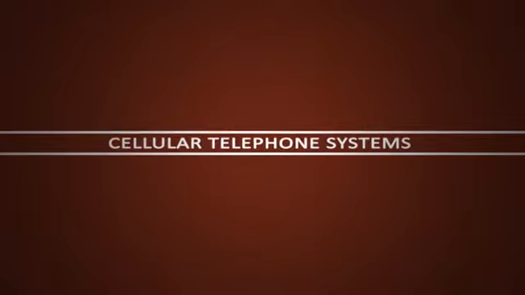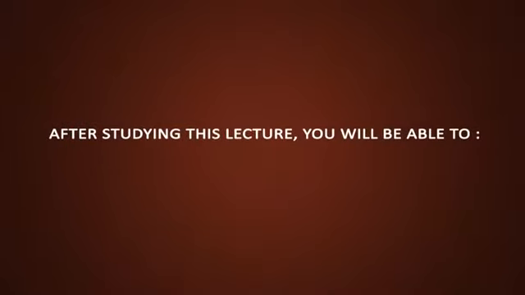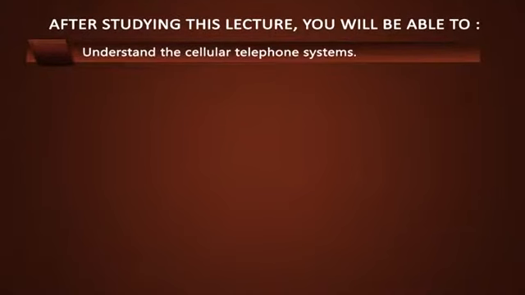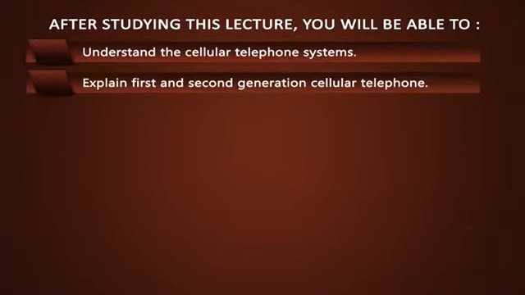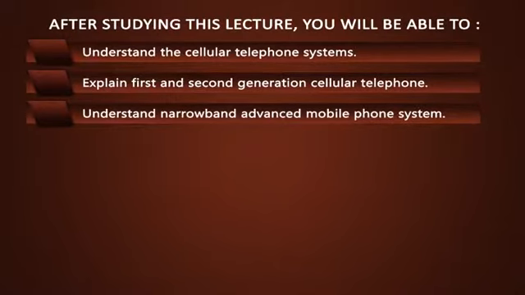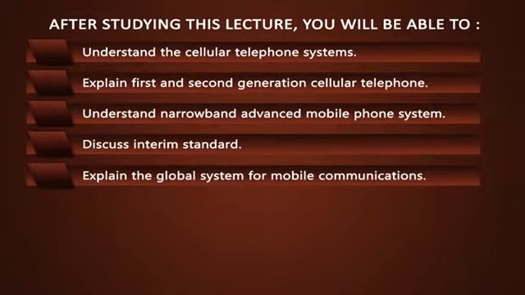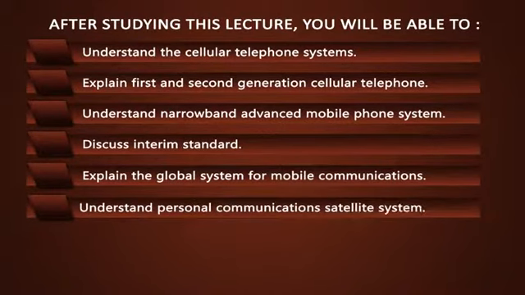After the lecture, we will be able to learn the following objectives. Understand cellular telephone systems. Explain first and second generation cellular telephones. Understand narrowband advanced mobile phone system. Discuss interim standard. Explain the global system for mobile communications. Understand personal communication satellite system.